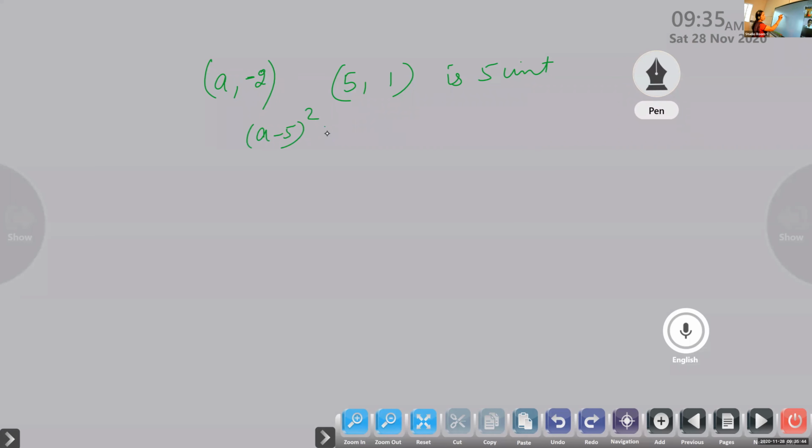(a minus 5) whole square plus (-2 minus 1) whole square is 25. Is it correct? I'm not writing the root of (x2 minus x1) because we know that. We learned this last year. It's a 1 mark question, so 1 or 2 steps is enough. So apply the distance formula: (a minus 5) whole square plus (-3) square is 25. So you will get a square minus 10a plus 25 plus 9 is 25. Is it correct? Then 25 and 25 get cancelled, so you will get a square minus 10a plus 9 is 0.